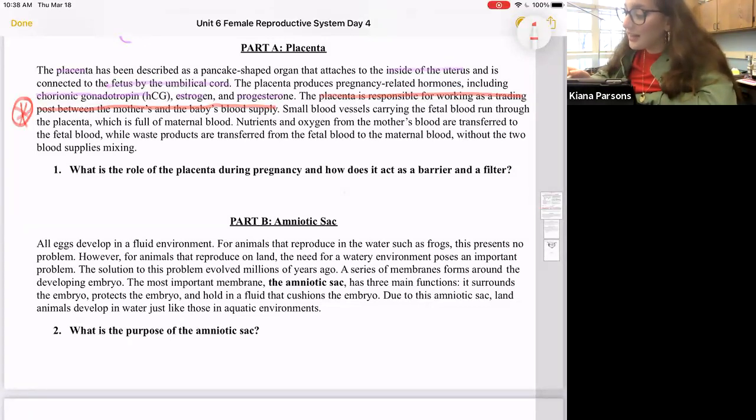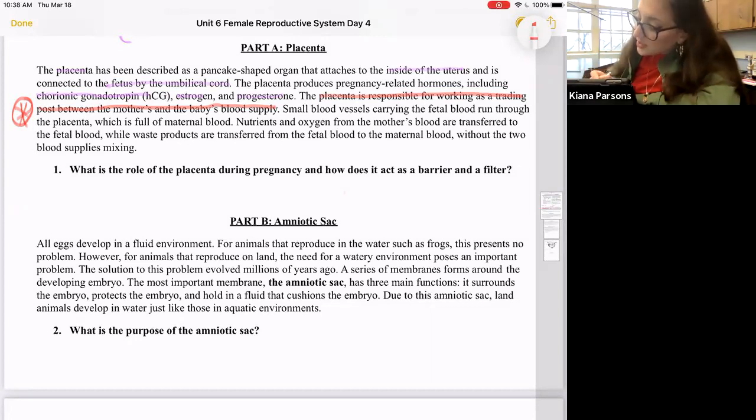Small blood vessels carrying the fetal blood run through the placenta, so they allow there to be a transfer of nutrients and gases between the maternal and fetal blood without the maternal and the fetal blood mixing. Small blood vessels carrying the fetal blood run through the placenta, which is full of maternal blood. Nutrients and oxygen from the mother's blood are transferred to the fetal blood, while waste products are transferred from the fetal blood to the maternal blood.